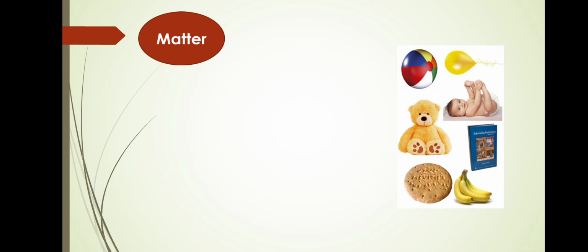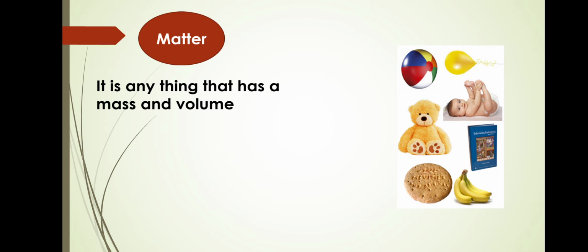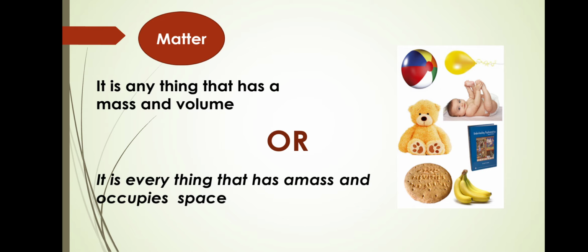Like those baby, balloon, ball, teddy, banana, basket, anything around us is called matter. Okay, so what is matter? Matter is anything that has mass and volume. How? Or it's everything that has mass and occupies space.